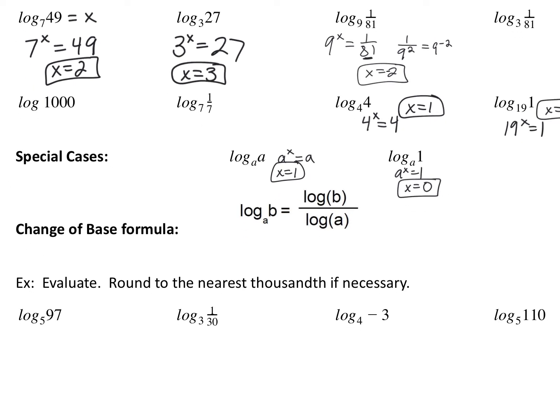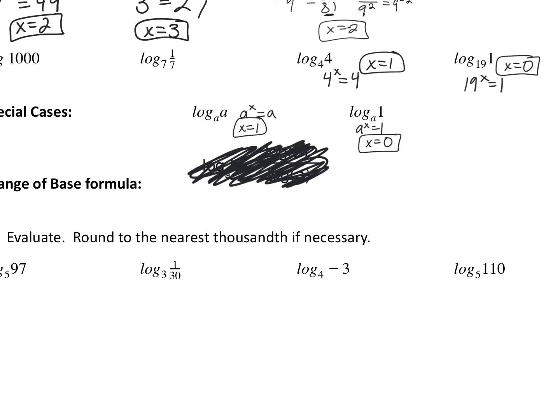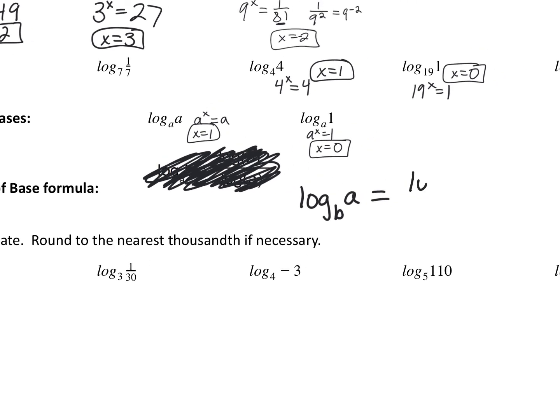Okay, almost done. I need you to cross off this change of base formula. I don't like the way it's set up. Cross it off to where you can't see it. This is the one that you're going to write. Log base b of a, which is what we've been dealing with, right? Little b and a, is the same thing as log of a divided by log of b.